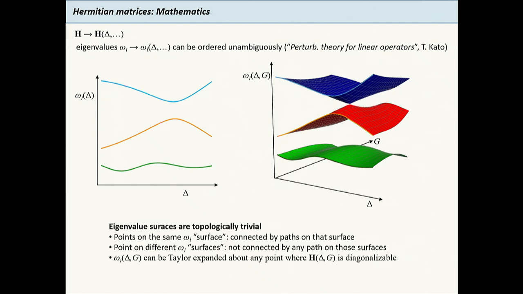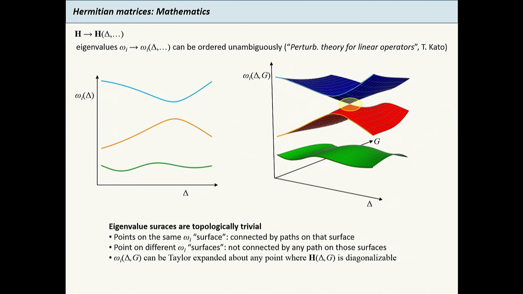Okay. So these are these statements made a little bit more precise. And the most important one that I want to make is the one that's in this book by Kato, which is that the functions defining these sheets, the eigenvalues omega as a function of whatever the control parameters are, can always be Taylor expanded. They're always analytic functions. They have a well-behaved Taylor expansion in terms of these variables that only involves integer powers of those variables, around any point at which I can diagonalize the Hamiltonian H. Well, if H is Hermitian, then I can diagonalize it everywhere, and this isn't even an issue, but technically this is a caveat to that proof that will be relevant later on.